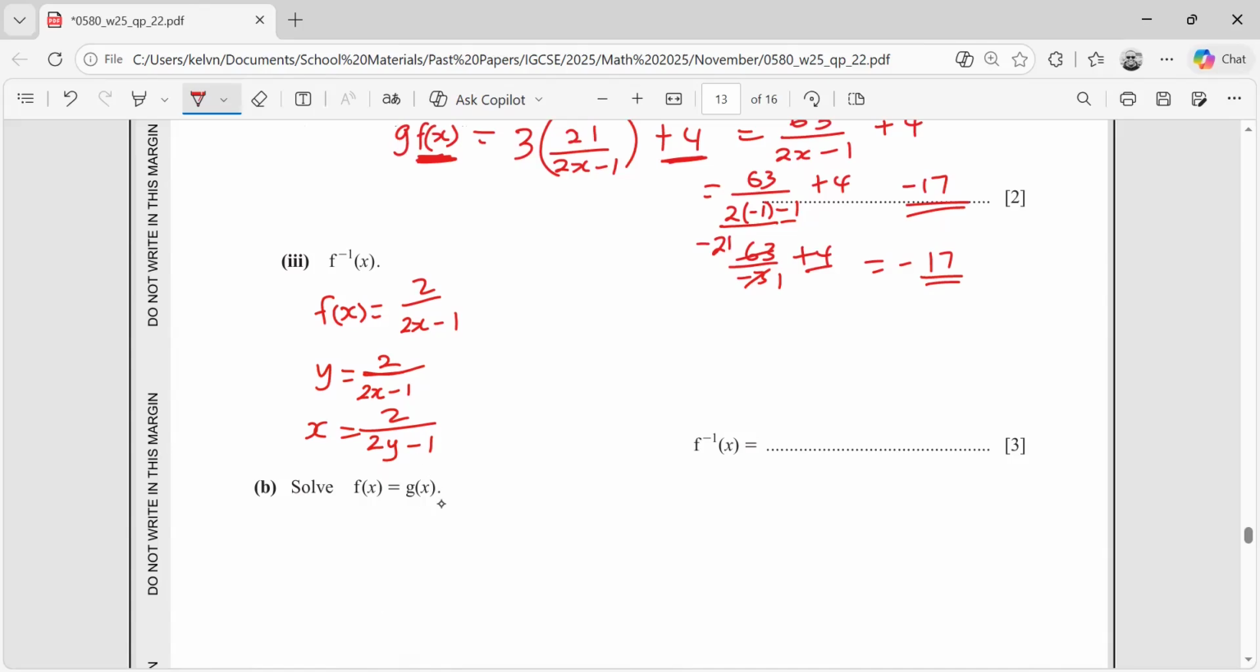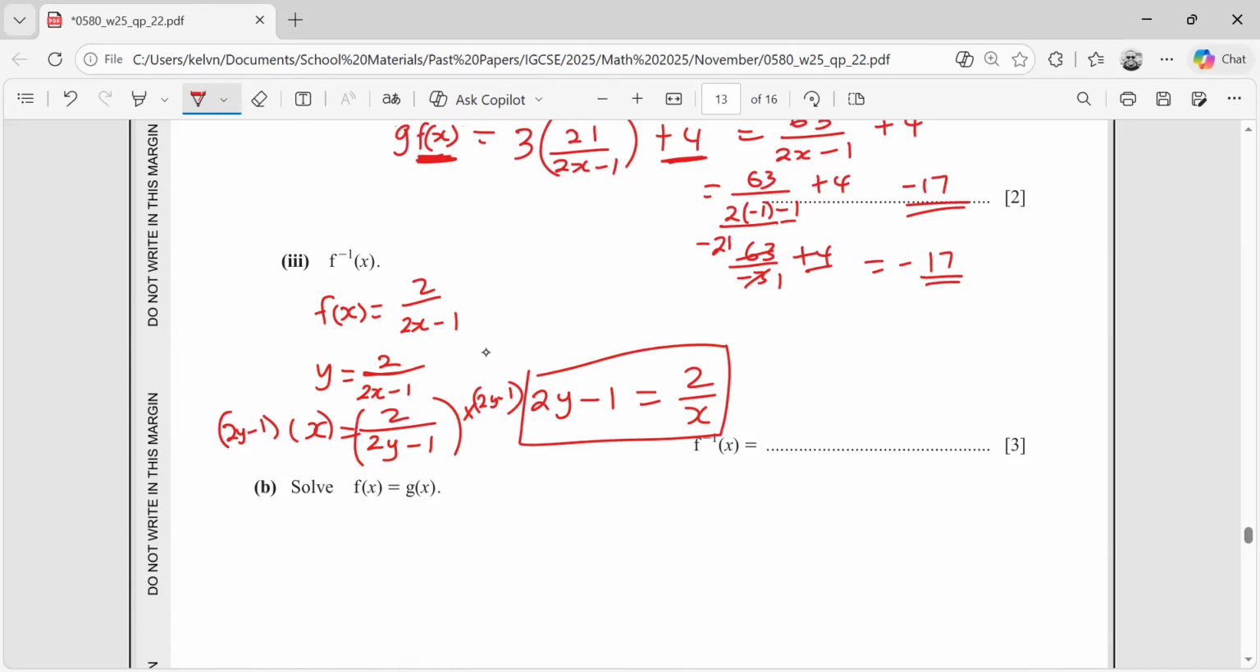The best way to make y the subject in this case: we can multiply both sides by 2y minus 1 and then divide both sides by x. If we do that in one go, I get 2y minus 1 on this side equals 2 over x. Sorry, not divide, multiply by 2y minus 1 on both sides. After you multiply by that, you divide by x on both sides. That's how you end up with this.